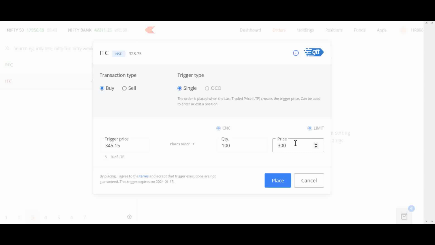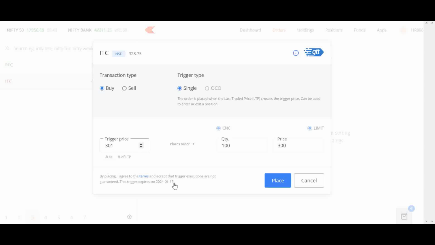Then when the market reaches 301, that is my trigger price. So when the market reaches 301, this order trigger will get triggered. Then the order will be placed in your order window to buy 100 quantities of ITC stock for 300 rupees price. Here itself you can clearly see that this trigger expires 1 year after this.